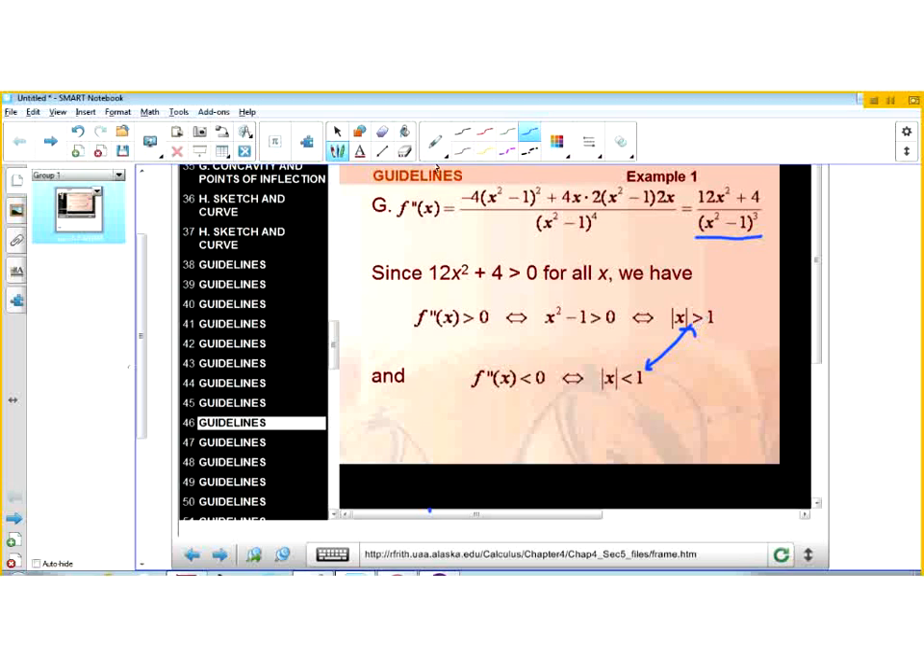Well, not necessarily, because 1 is not in the domain. So there is no inflection point. We just know where it's concave down. So that means, for instance, where the second derivative is less than 0, between -1 and 1. Okay, so here's 1, here's -1.